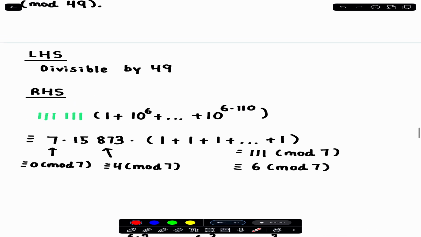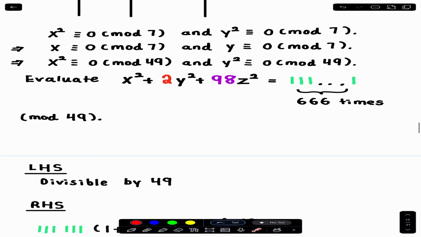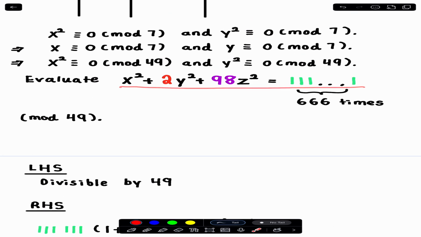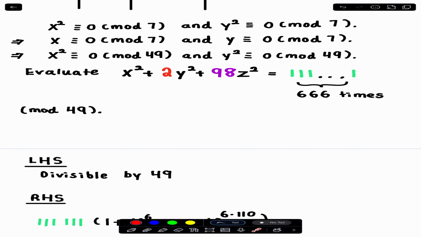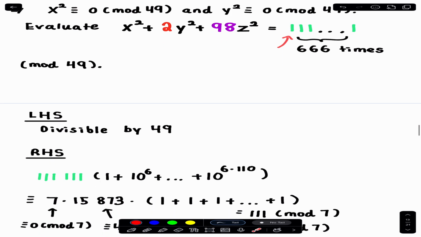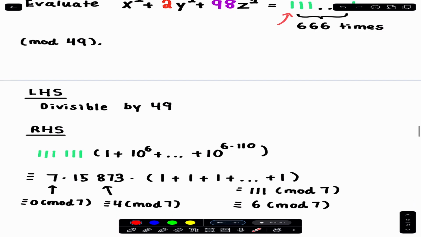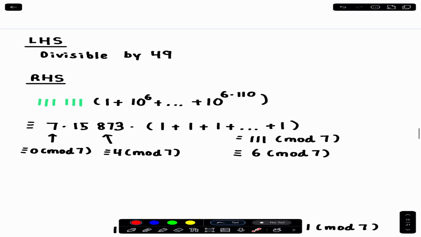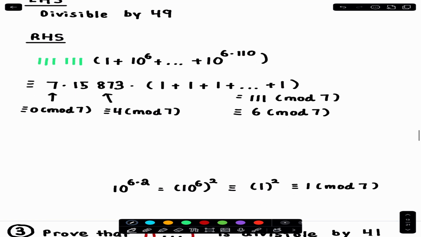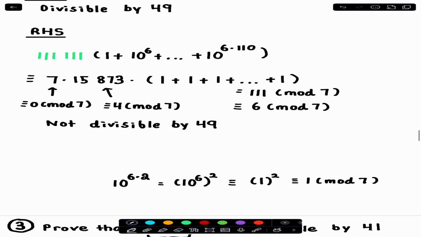But hang on a minute. The right-hand side and the left-hand side are set equal to each other. So on the one hand, we have one side divisible by 49. On the other, we have it not divisible by 49. So that is a bit of a problem. So the right-hand side is not divisible by 49, which is a contradiction.